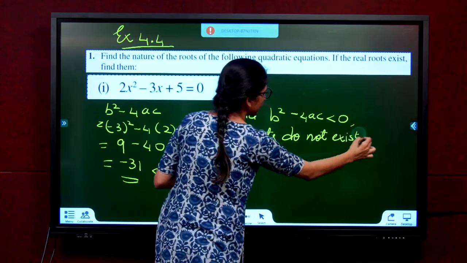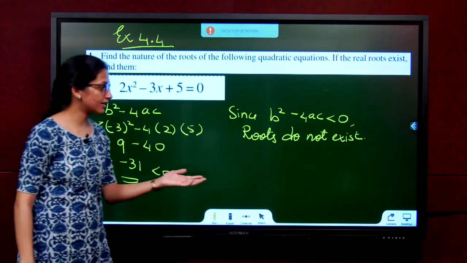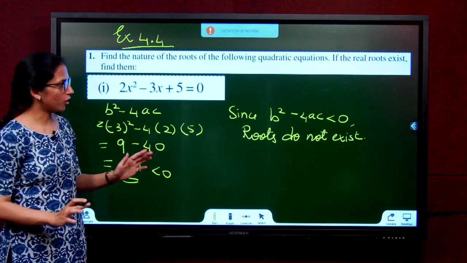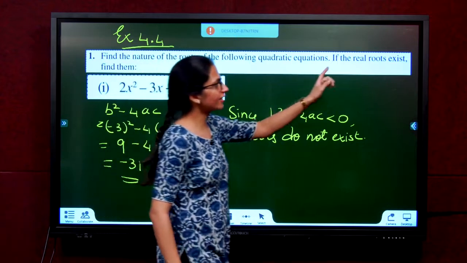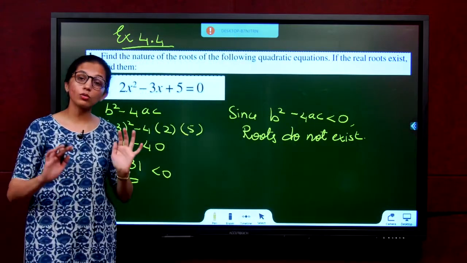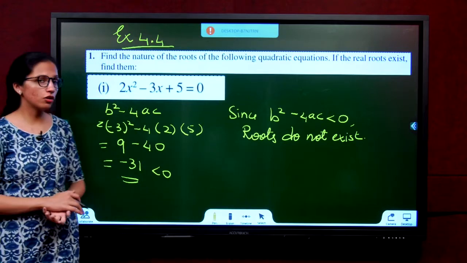Even if you write, since b square minus 4ac is less than 0, roots are imaginary, that is also correct. No problem. But since they are asking whether they exist or not, which is why I am saying they do not exist. Even roots are imaginary is also correct.